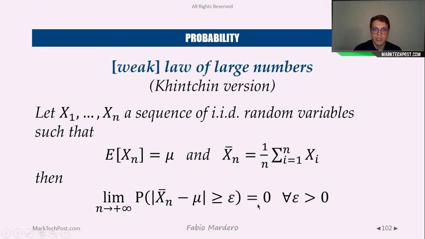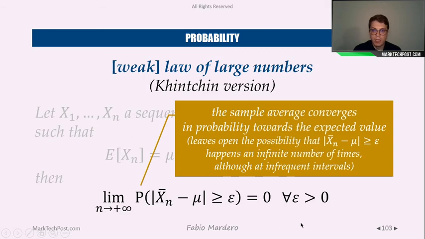That's the law of large numbers. But be aware that this sample average converges in probability towards the expected value, which leaves open the possibility that this condition happens an infinite number of times, since there's an infinite number between 0 and n to infinity. Also it could be at infrequent intervals. So yes, for n that goes to infinity, this condition is true.